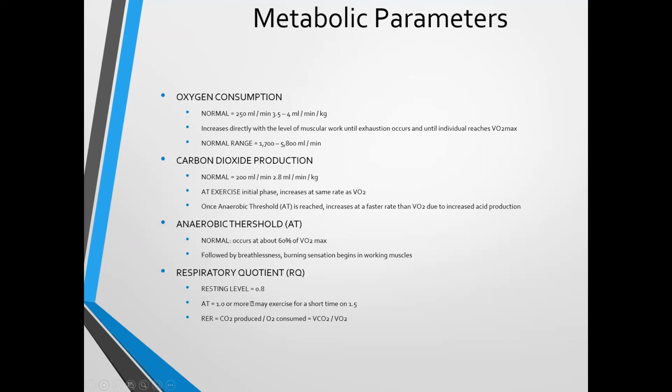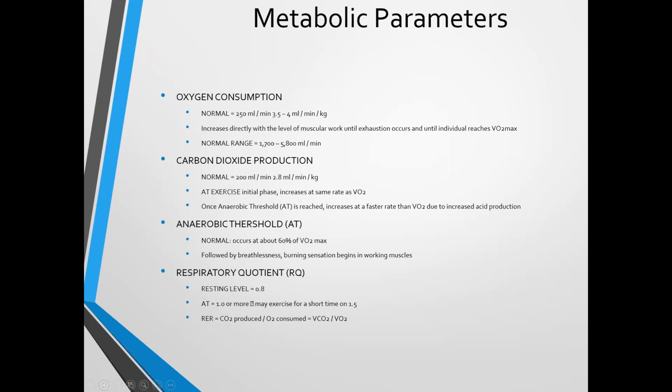Some more on oxygen consumption. This would absolutely be the kind of number you need to know if you're taking the R or the CPFT. They want you to know what's normal because they might give you a value that's abnormal, and I expect you to have some idea of what might cause something like this. The normal is 250 mLs per minute, and again, 3.5 to 4 milliliters per minute per kilogram. It increases directly with level of load.